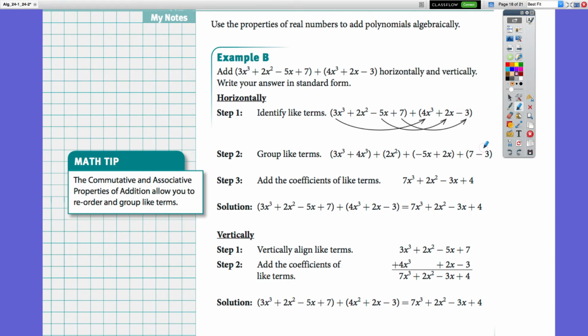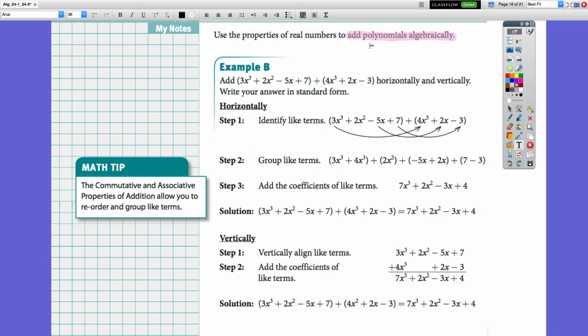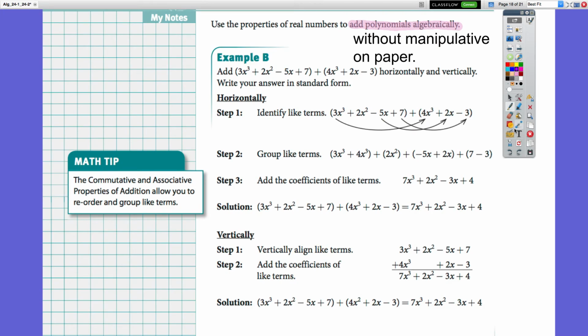The final example of today is going to look at our second learning target, which is using properties of real numbers to add polynomials algebraically. Now, algebraically is just a fancy term for saying without manipulatives. Basically, on paper. Pretty much how we've been solving problems the entire year.